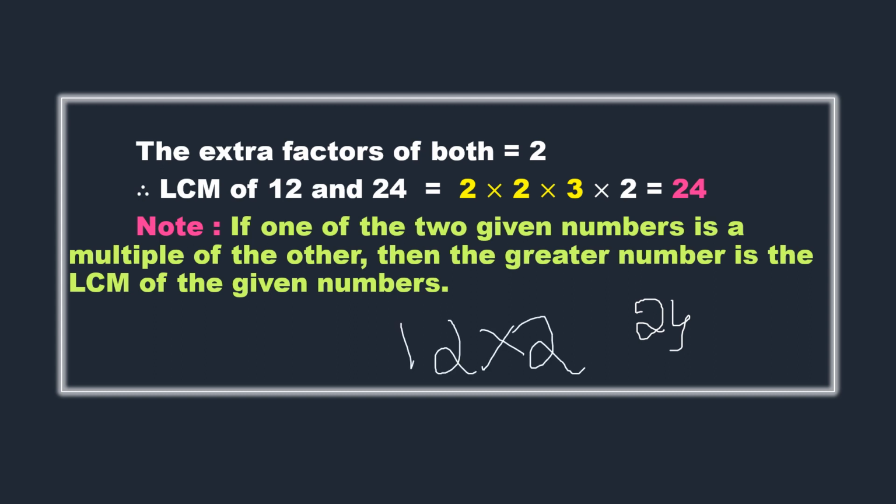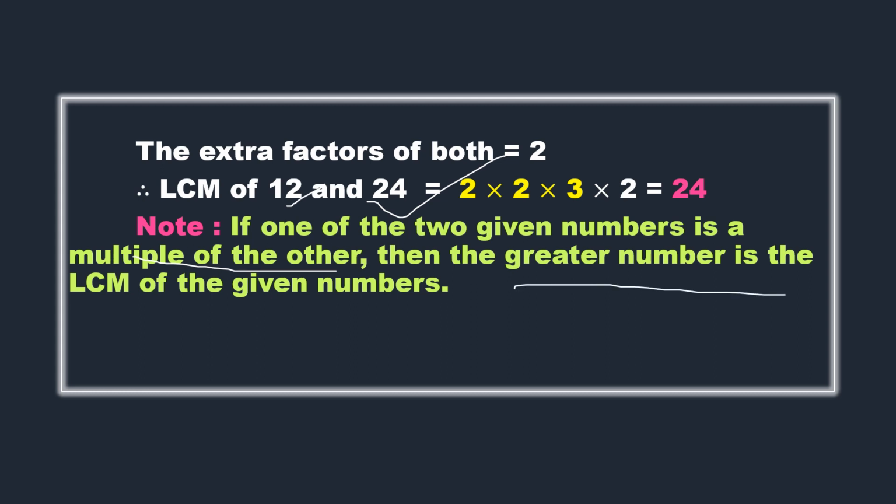Means if one of the two given numbers, here 24, is a multiple of the other, it is a multiple of 12, right? 12 twos are 24. Multiple means table: in the 12 table you will have 24, right? Then the greater number is the LCM of the given numbers. Then directly, without doing the LCM process, you can say that 24 is the LCM.